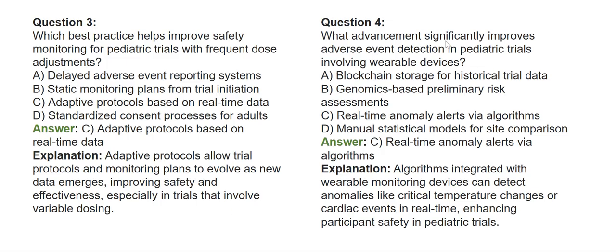Question 4. What advancement significantly improves adverse event detection in pediatric trials involving wearable devices? Is it A, blockchain storage for historical trial data? B, genomics-based preliminary risk assessments? C, real-time anomaly alerts via algorithms? Or D, manual statistical models for site comparison?